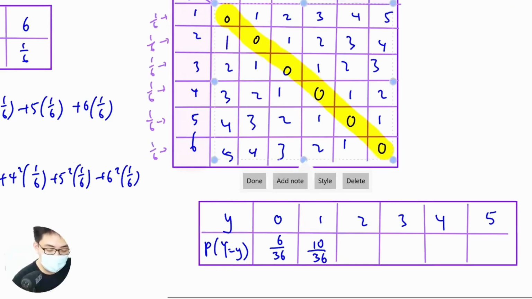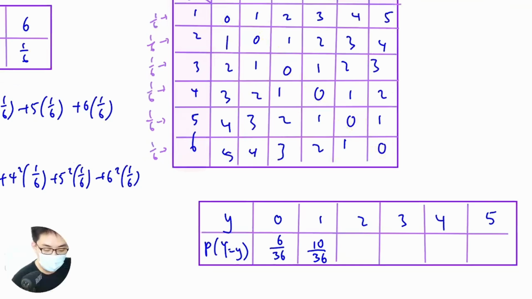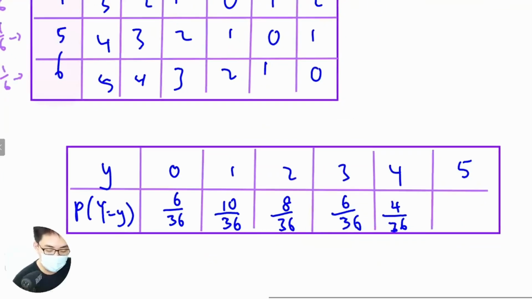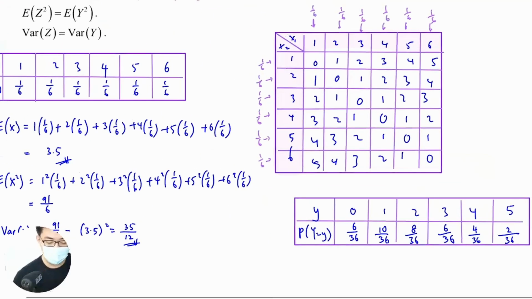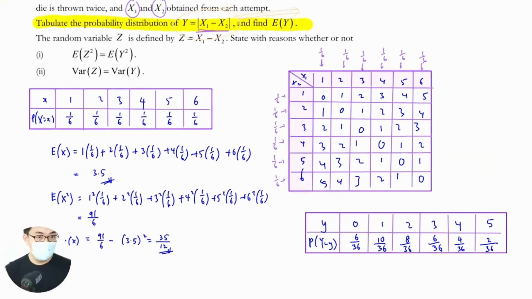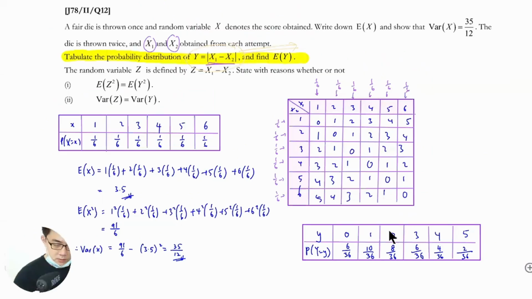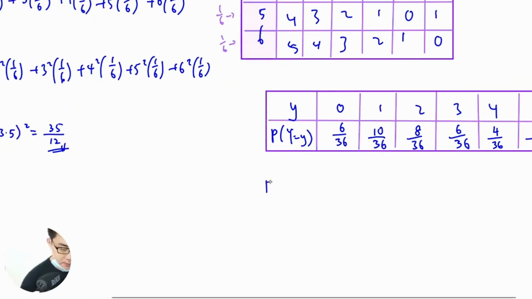Getting 2, just count the number you have, 8 out of 36. 3 you have 6 out of 36. 4 you have 4 out of 36. 5 there will be 2 out of 36. Okay, so I do this one. Question: EY, the expectation of Y.